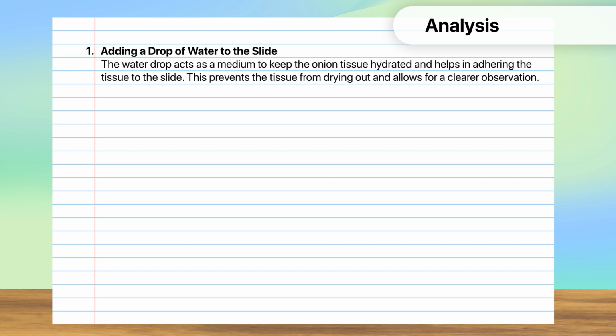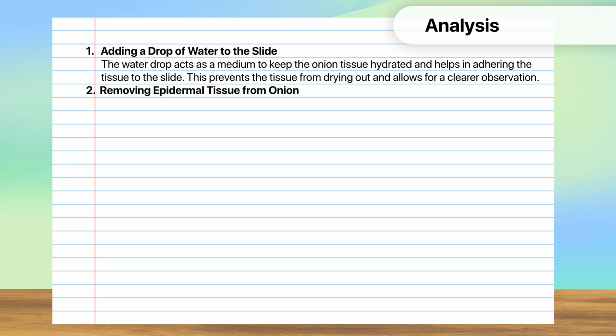We can see from these comparisons the different organelles that plant and animal cells have. We also took numerous steps to enable observations of cells in this practical. Let's quickly recap them. Firstly, we added a drop of water to the slide as the water acts as a medium to keep the onion tissue hydrated and helps in adhering the tissue to the slide. This prevents the tissue from drying out and allows for a clearer observation.